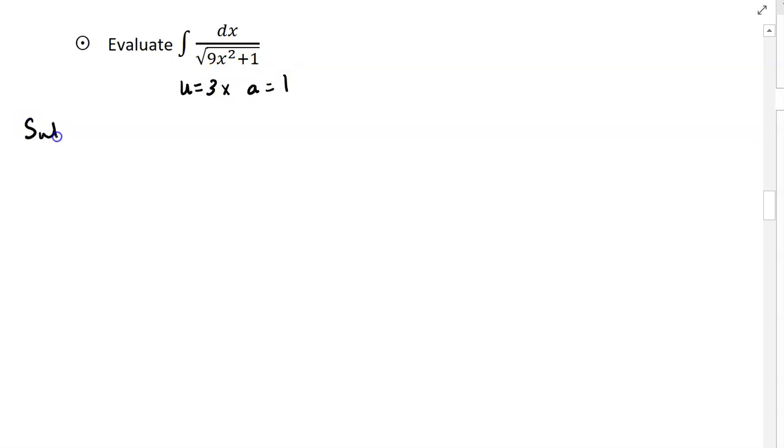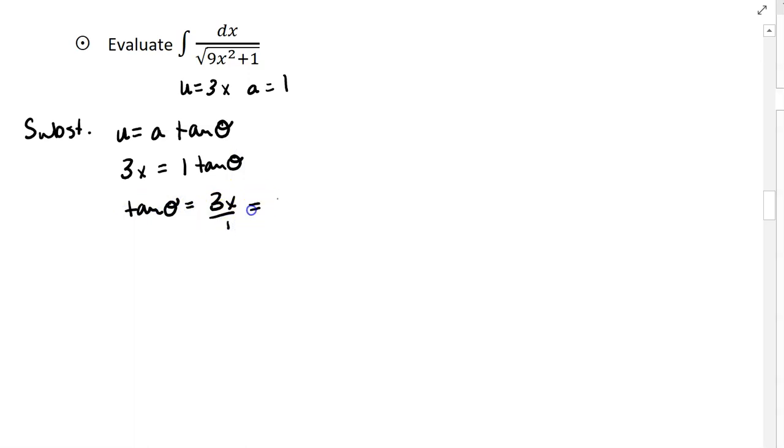And we're going to substitute u equals a tangent theta. So 3x equals 1 tangent theta. And tangent of theta would be 3x over 1. And we know that this is the opposite over the adjacent. So if I'm building a triangle with theta, this would be 3x and this would be 1.